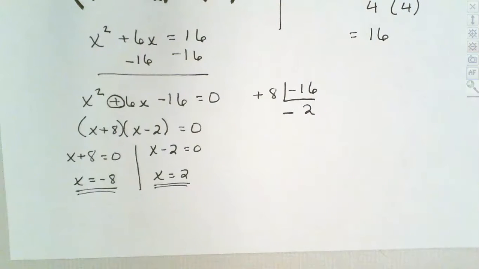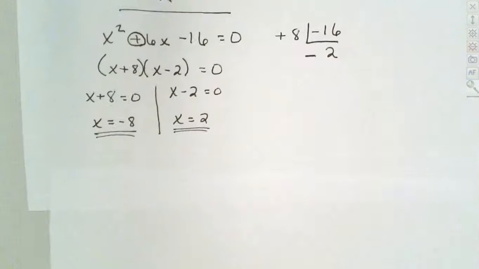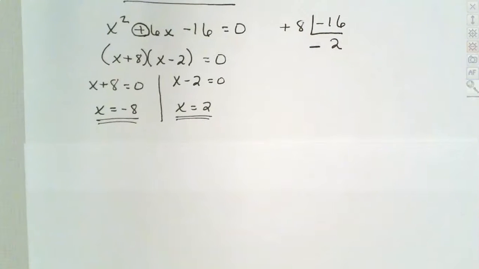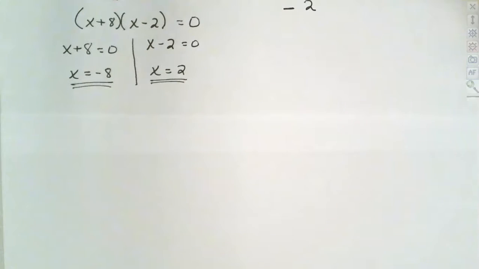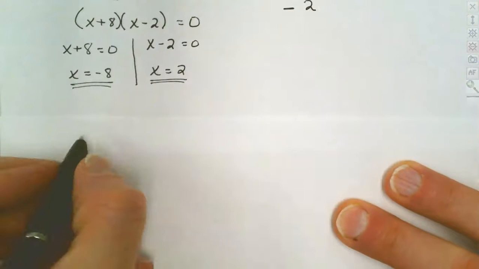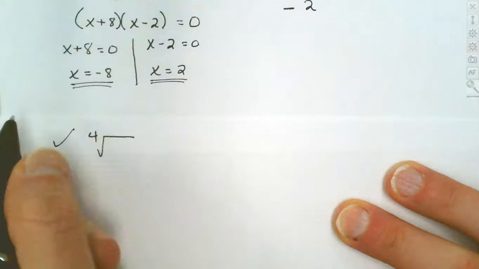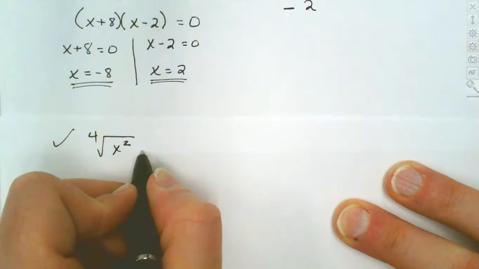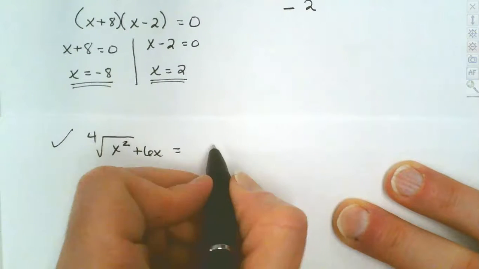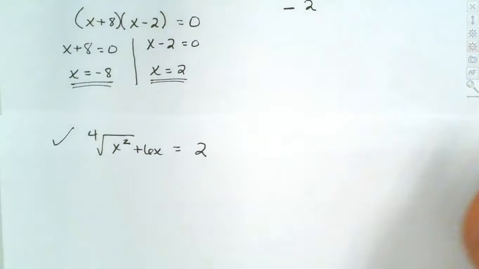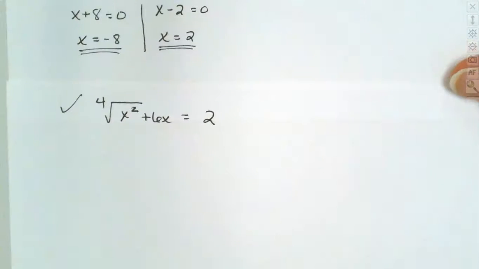Now, we are not completely done yet, because what's the very, very last thing that we have to do? Well, the very last thing that we have to do is check. And we check them back in the original. I think both of them will work, but we still need to check them. So we're going to check them in the fourth root of x squared plus 6x equals 2. Got to check them back in the original.